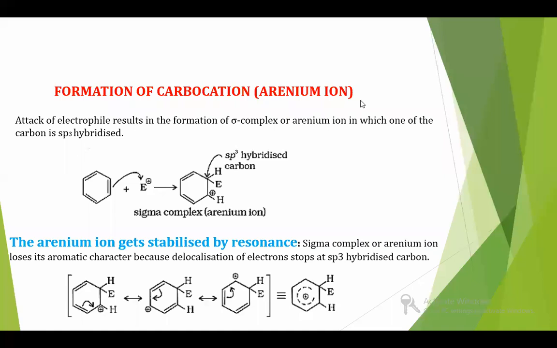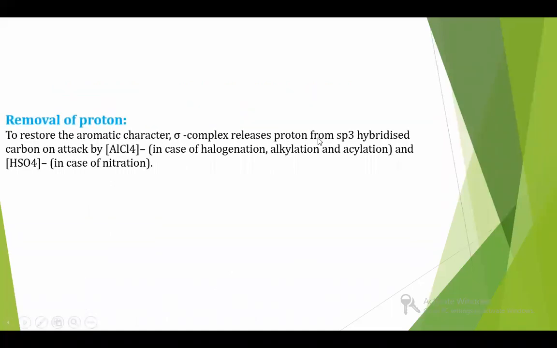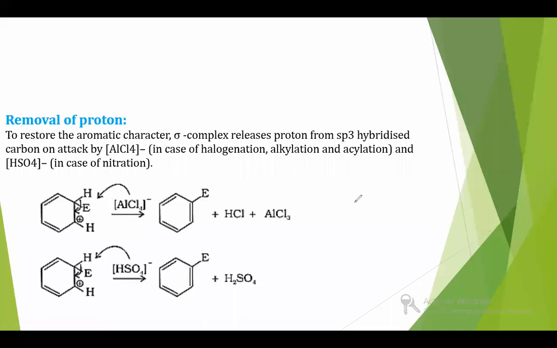After this, for the arenium ion, the removal of a proton should take place to restore the aromaticity, or aromatic character. The sigma complex releases a proton from the sp3 hybridized carbon. The electron forms a double bond here, so this becomes a double bond, with the electrophile here and hydrogen there.